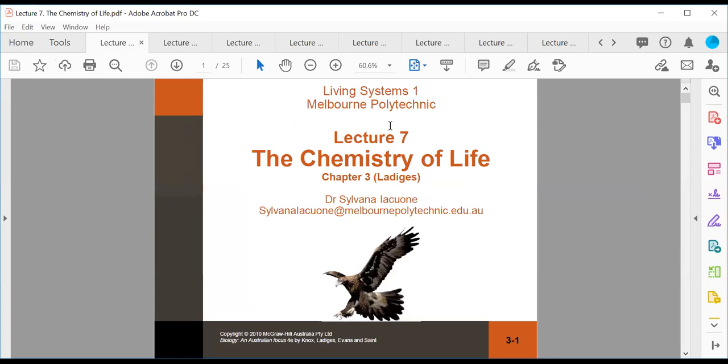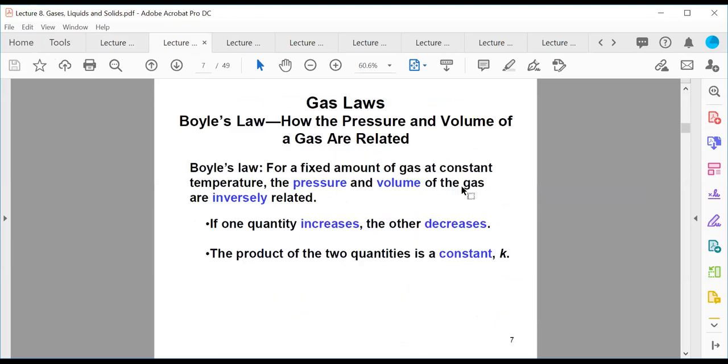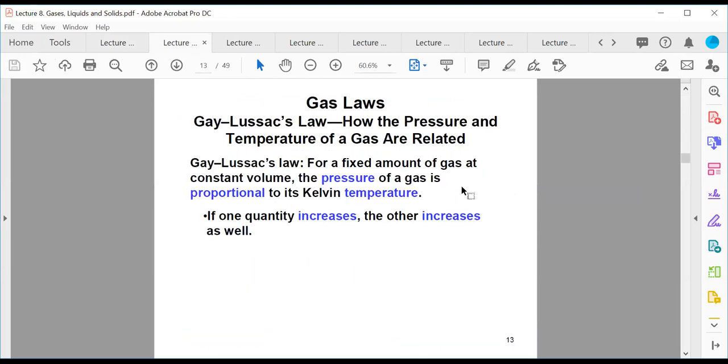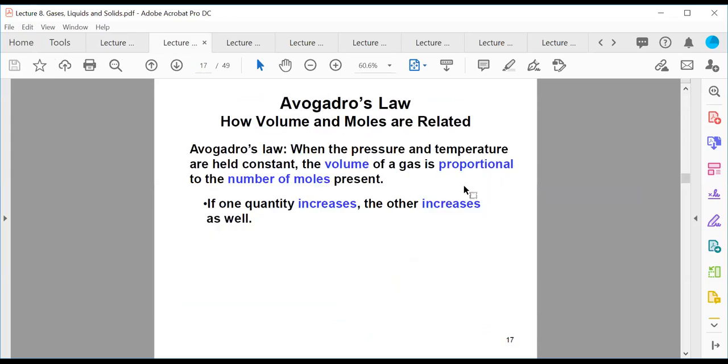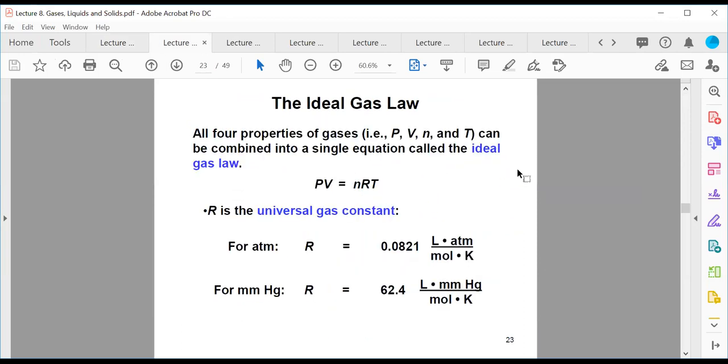All right, so you should start revising lectures from lecture 7. Then we've got lecture 8, gases, liquids and solids. Within this lecture, I'll just run through where the formulas are that you should revise. Definitely the ideal gas law. Make sure you revise PV equals nRT and how to apply that. Make sure you have these 2 universal gas constants handy.